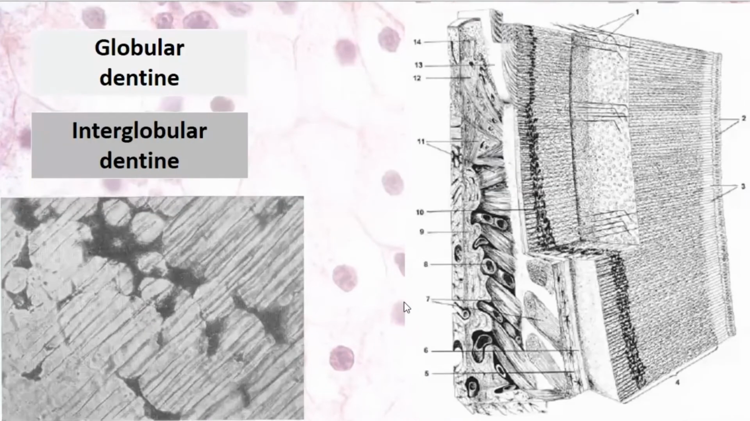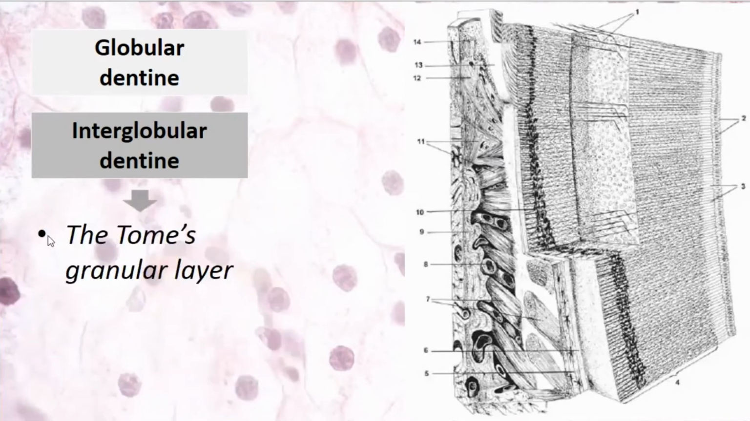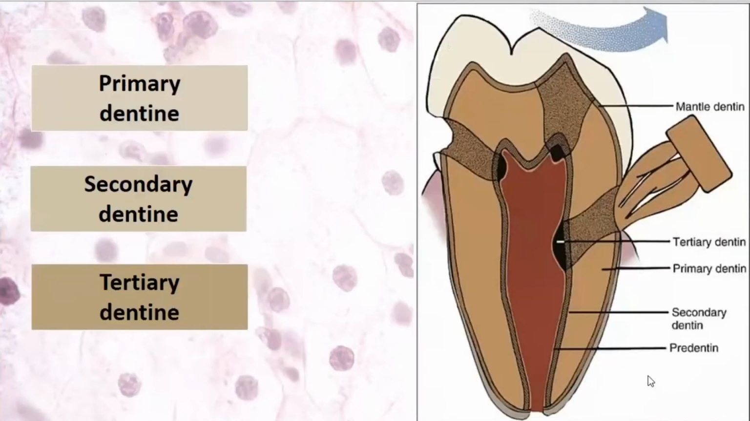And the third classification is according to the mineralization of dentine. We have globular dentine, well mineralized, and also we have non-mineralized or less mineralized regions in dentine. It's interglobular dentine. In those regions, dentine has fewer minerals, and it may also be a place of beginning of caries formation. And in the roots, it forms the Tomes' granular layer of dentine, interglobular dentine. It's located in the roots.